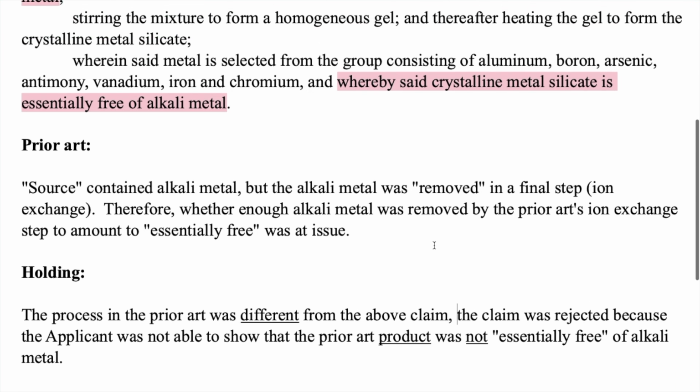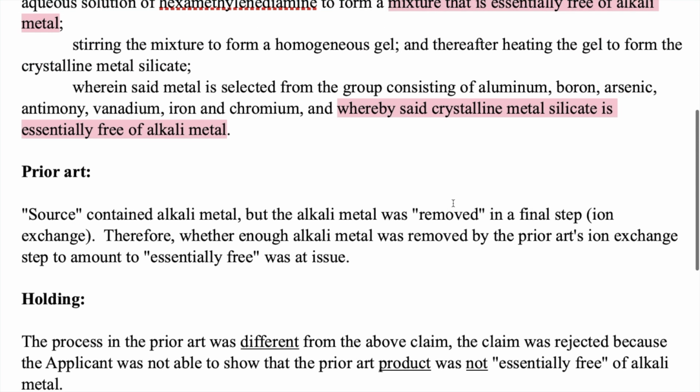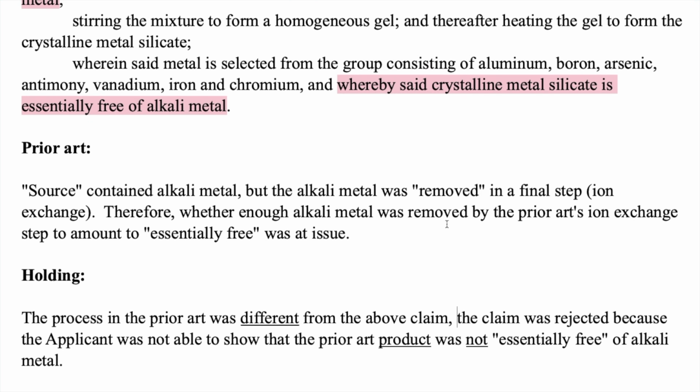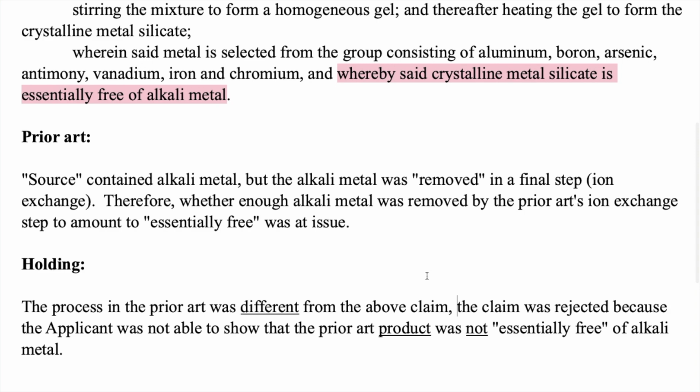So here the court was assuming, because you have this removal step, even though the process is different, the final product has alkali metal removed in the prior art. And then the applicant could not show that, well, maybe it removes some, but it's not essentially free. It doesn't remove enough, for example. And the applicant was not able to show that, so the claim was rejected. I hope that example was useful.